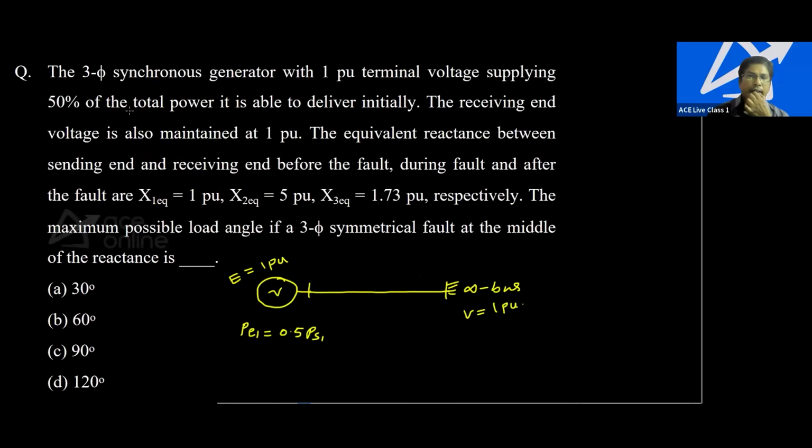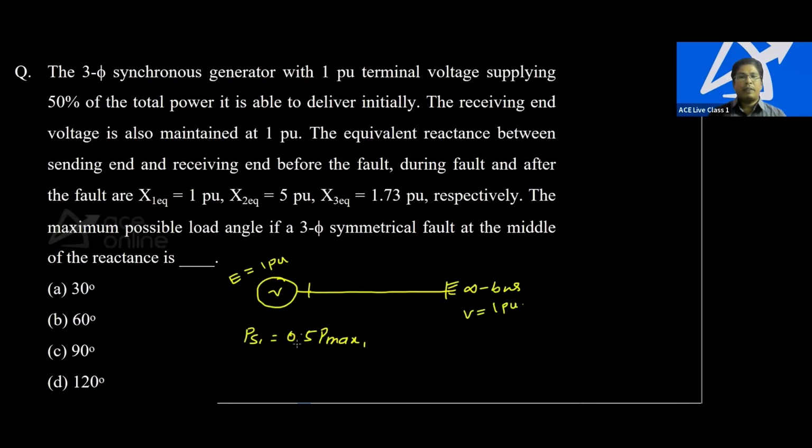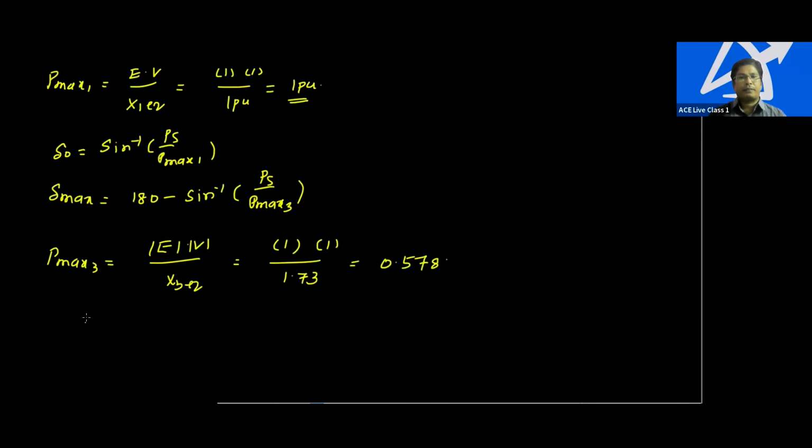So initially, suppose you are taking PS1 as 0.5 times of P max 1. P max 1 we got. P max 1 is what it is initially able to deliver. Out of that we are delivering only 50%. So PS is nothing but 0.5 times of P max 1. That is 0.5.